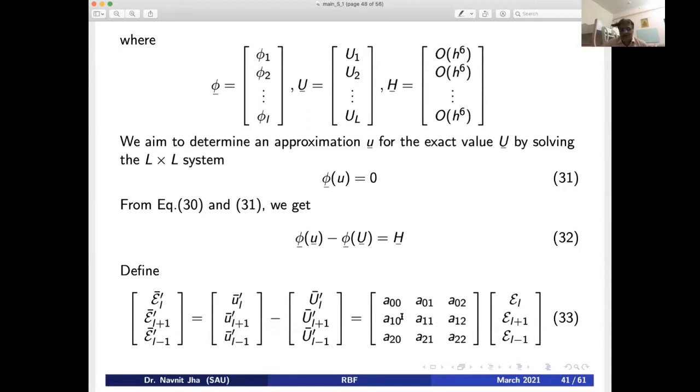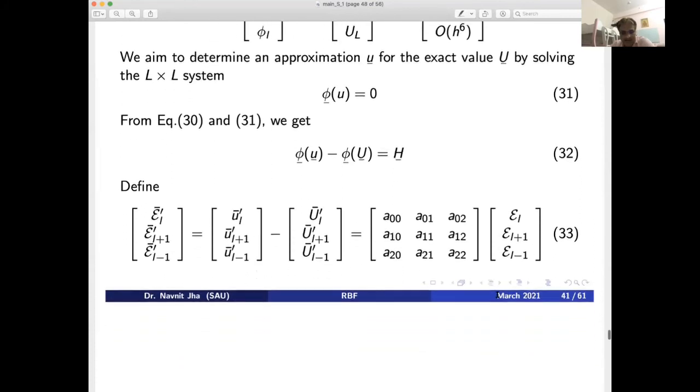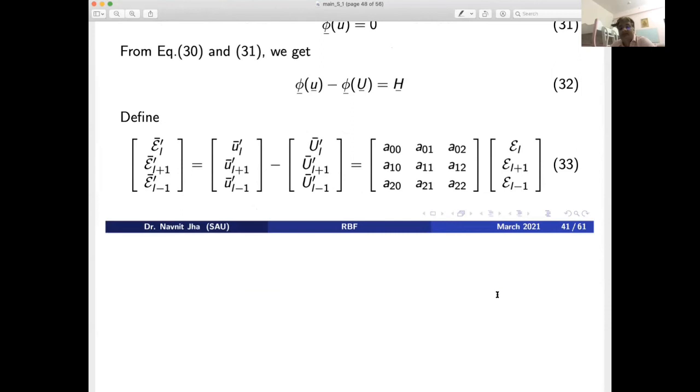This A00, A01, A02 is exactly the same thing that you have derived for the weights from the radial basis function. So I can have this matrix for epsilon prime.